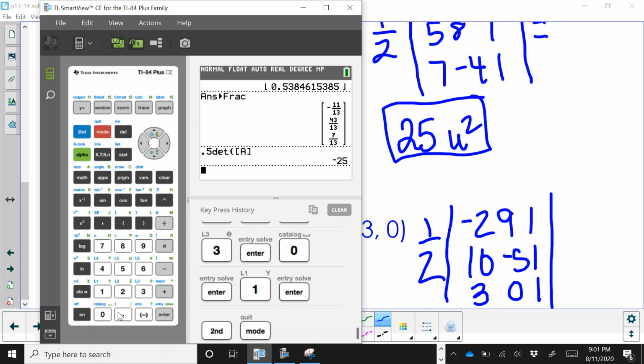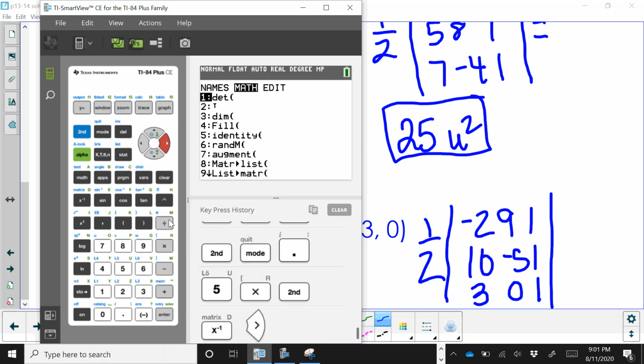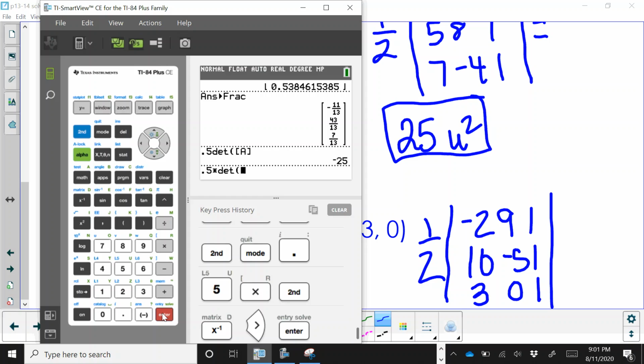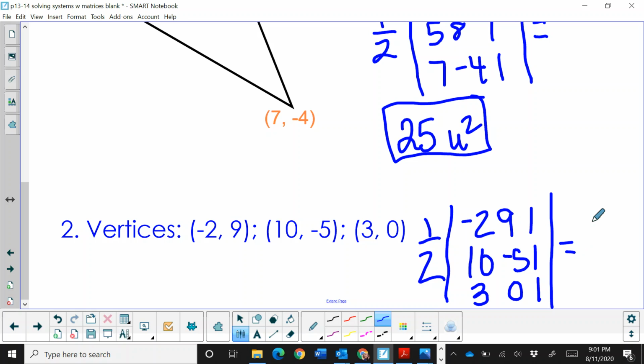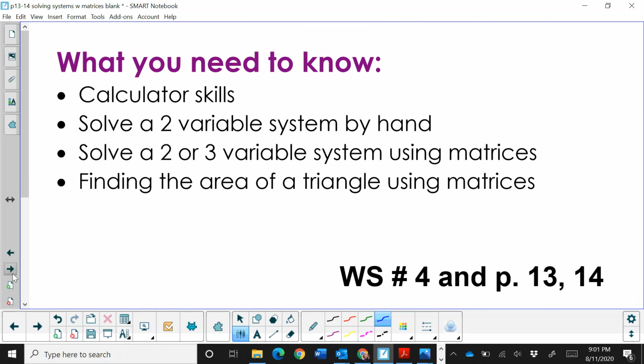And then from the home screen, I want 1/2 of it, or 0.5 times the determinant, second matrix, math, determinant of which one? I put it in A. Boom. This one's -19, and what do we know? It's got to be positive 19 square units. So there you go. And that's how you find the area of a triangle given 3 vertices.